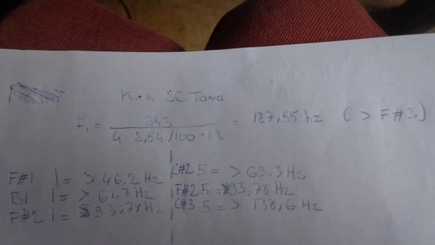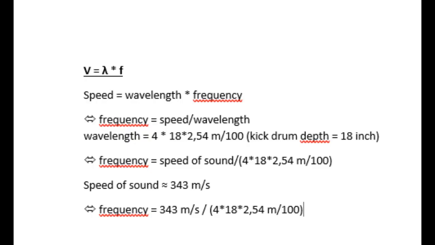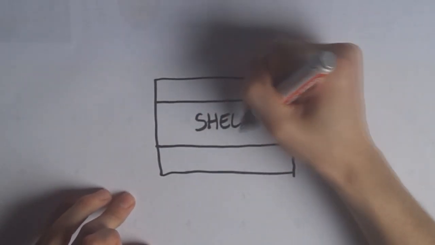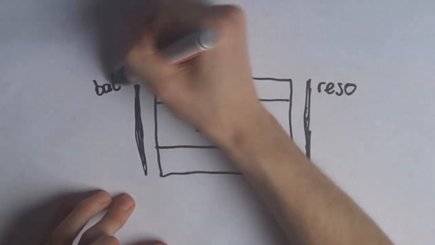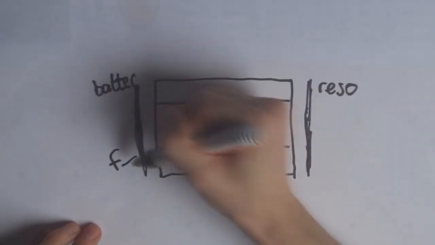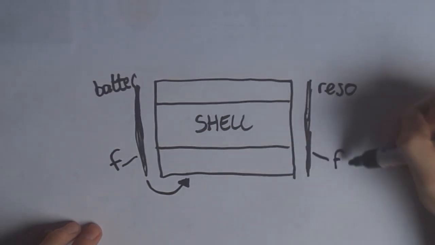In the first way, I calculated the frequency of the drum shell with a physics formula. For more information about this, check out the first link in the description. I tuned the batter to that frequency and the resonant head a fifth above it, so it relates to the whole.